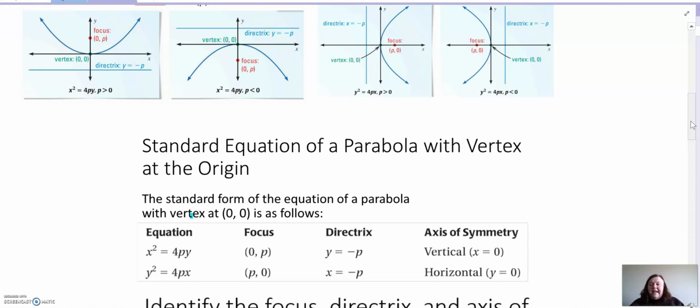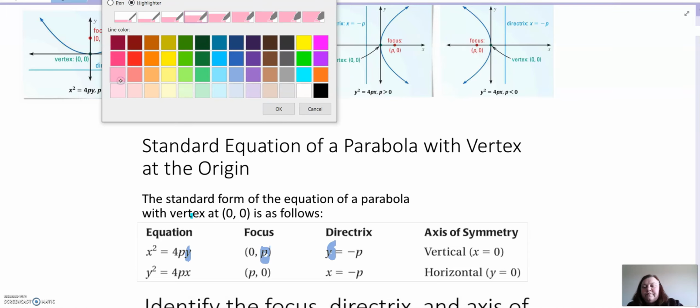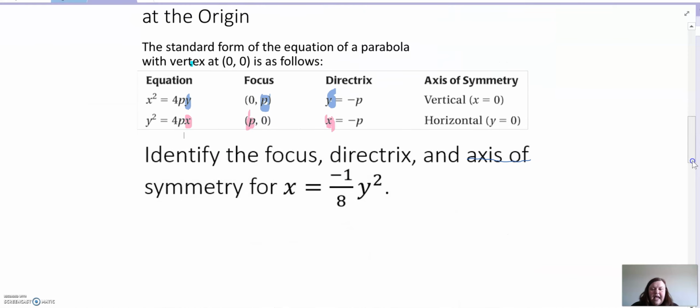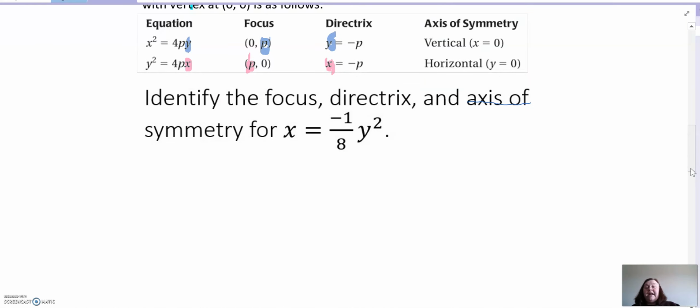Now one little hint to help you out with this: if you look at the focus and directrix, notice on this first one here, it's our y value. Here we have y equals, and notice the y does not have an exponent here. Now looking at that second line, our x is our y. Here we have x equals, and this time our x does not have an exponent. So that can help you keep track of which is which. So I want to go through a few examples of this. And I'm going to leave this little chart here as a helpful reminder.